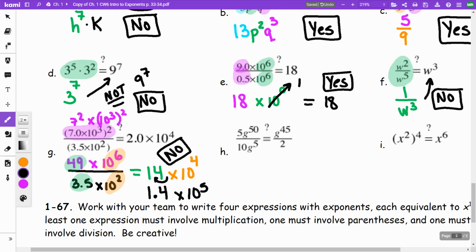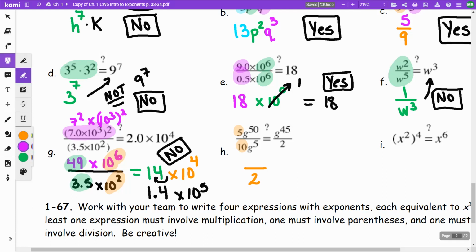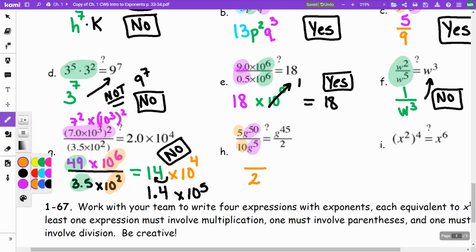On H, so if I'm looking at my numbers, my 5 and my 10, 5 divided by 10, I can take 5 from the top and 5 from the bottom, and I am going to be left with 2 on the bottom. Okay. And then when I am looking at my g to the 50th and g to the 5th, I have 50 g's on top, 5 g's on bottom. I can cancel 5 from top and bottom, and I'm going to be left with 45. And so this one is yes.